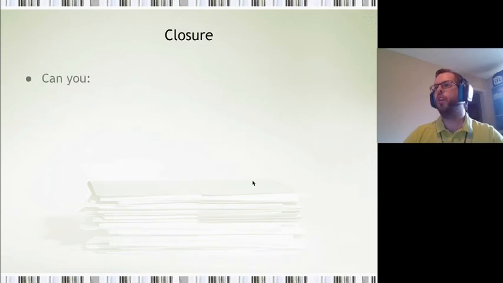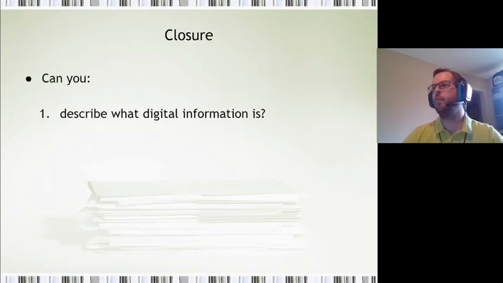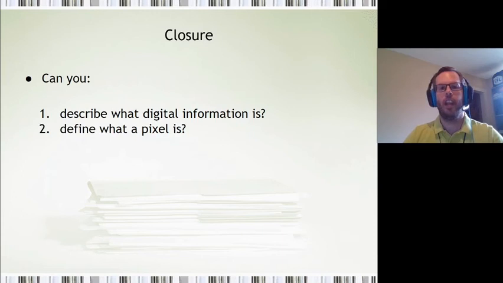Cool. So in closure, here's what you need to really be able to do today. Number one, describe what digital information is. Basically, information that is stored as numbers. Number two, can you define what a pixel is? And I know that in the video here, I might have skipped over that part. I just want to recapture it again for you here. A pixel is called a picture element. You would think that'd be PICTEL, but it's actually been shortened to PIXEL. So pixel is a picture element.